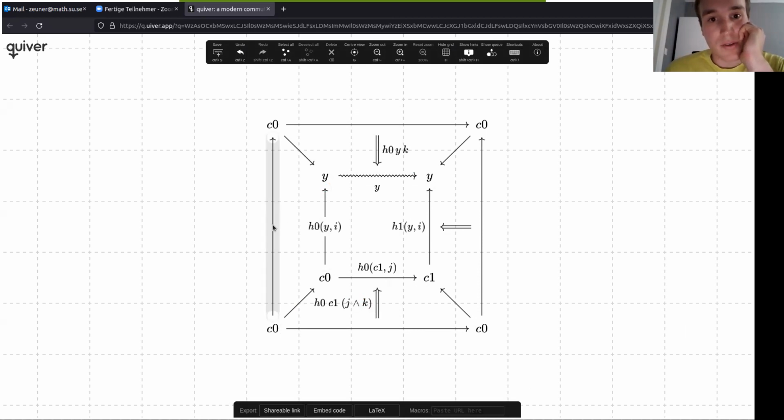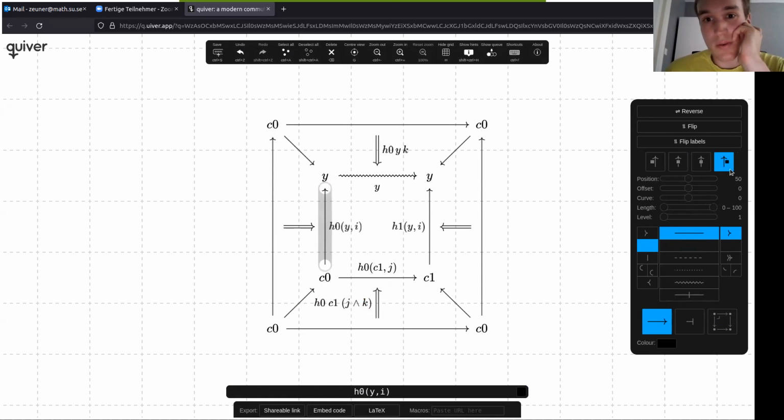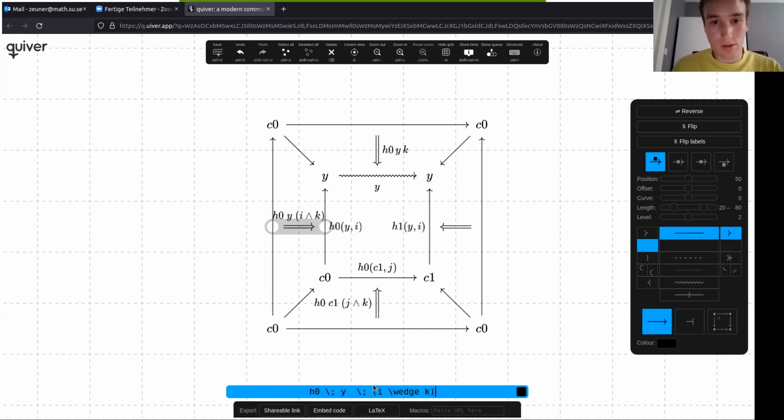How about this one? Maybe we can move this inwards. So again, this is refl, this is refl, this is H0 of Y. And this, of course, should also be H0 of Y, right? So this is the same as this, but only with Y here. So this is H0 Y, and then now it's I and K, right? Because this is H0 Y. Okay.